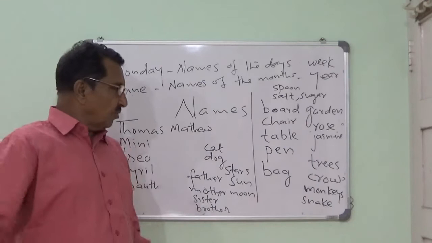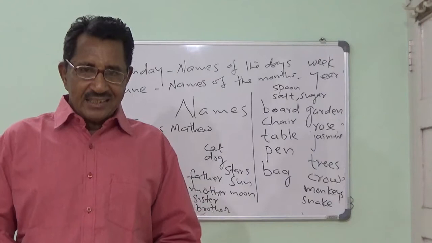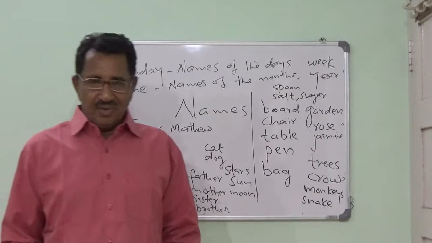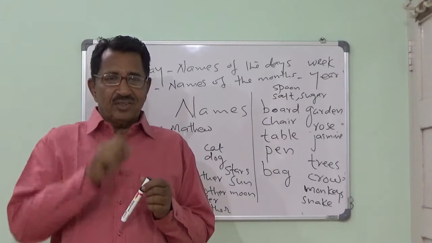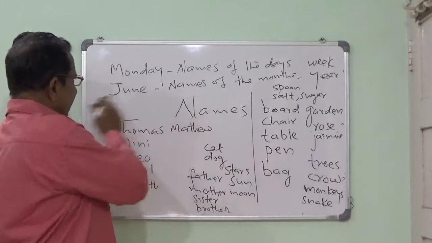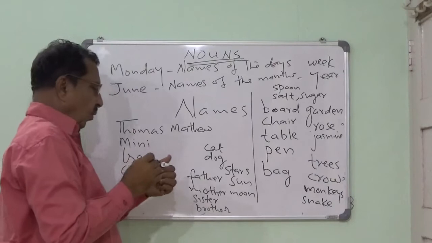So what are all these things? These are names of persons, things, trees, flowers, birds, animals. Understand? These are names. So what do you call these names? You call them names. But in grammar, there is one word for this. Do you know what that one word is, everybody? All these names are called nouns.